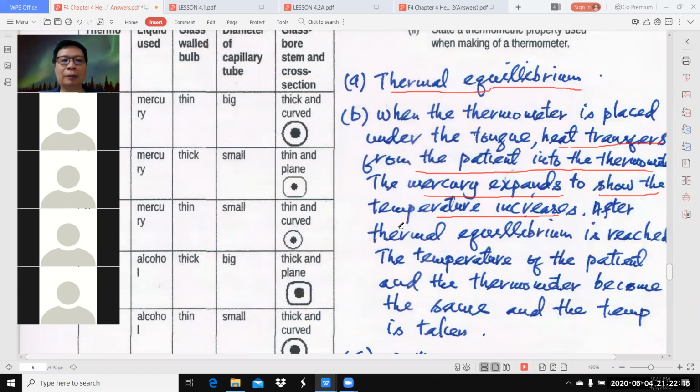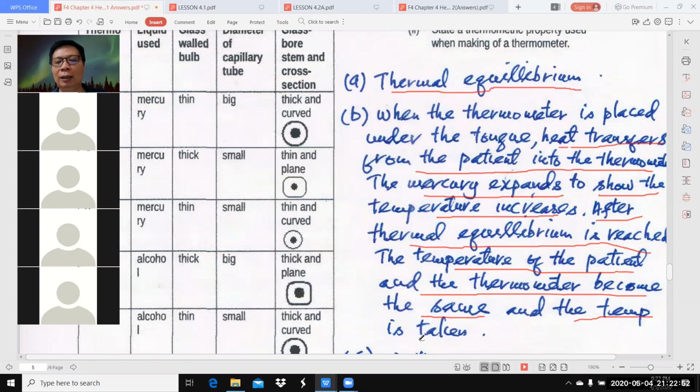Temperature goes up, right? But it will not continue to go up. Later on, after thermal equilibrium is reached, you have to write this, use this concept. Thermal equilibrium is reached. Then what happens? The temperature of the patient and the thermometer become the same temperature. And the temperature is taken then.